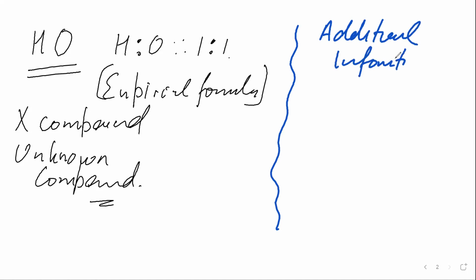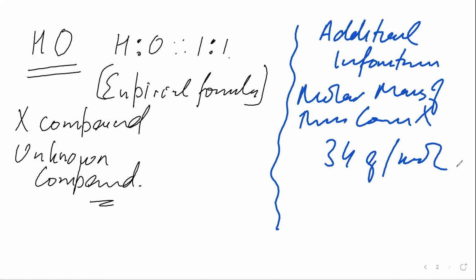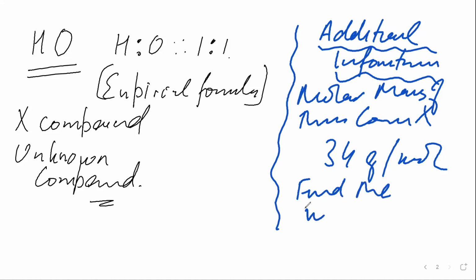The additional information that is provided to me is that the molar mass of this compound X is 34 gram per mole. Is it making sense? Yeah. The additional information that is being provided to me is that the molar mass of this compound X is 34 gram per mole. Find the molecular formula.